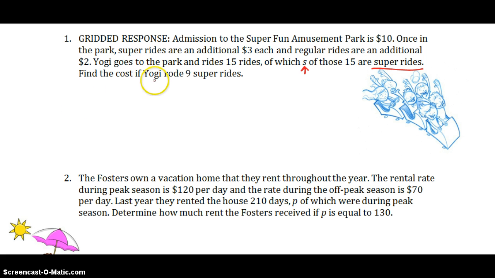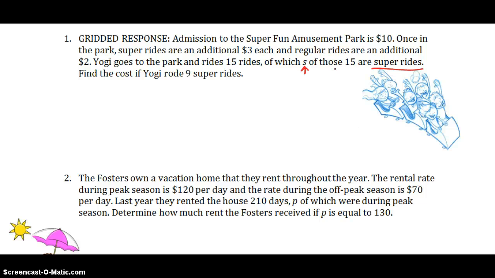Find the cost if Yogi rode 9 super rides. Okay, I usually have to read my word problems more than once. So admission is $10. Once Yogi gets in, super rides are going to be $3 each. Regular rides are $2 each. Yogi goes to the park and he rides 15 rides. Of the 15, S of those are super rides. So find the cost if Yogi rode 9 super rides.